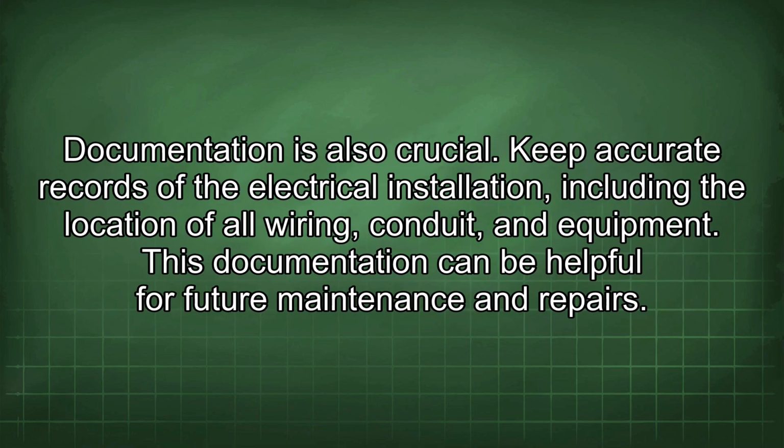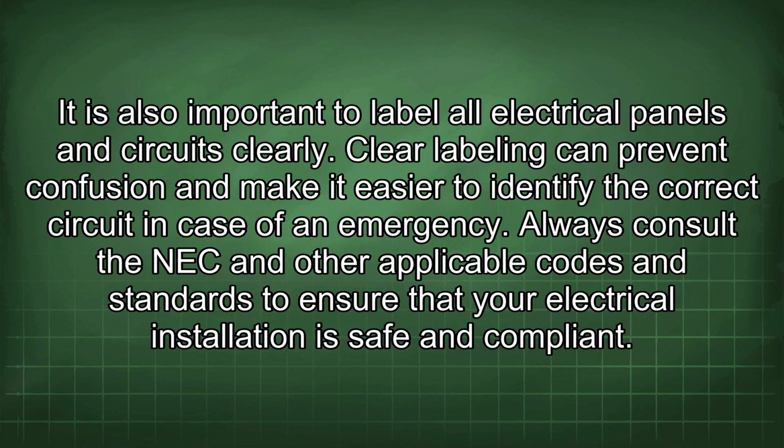Documentation is also crucial. Keep accurate records of the electrical installation, including the location of all wiring, conduit, and equipment. This documentation can be helpful for future maintenance and repairs. It is also important to label all electrical panels and circuits clearly. Clear labeling can prevent confusion and make it easier to identify the correct circuit in case of an emergency.